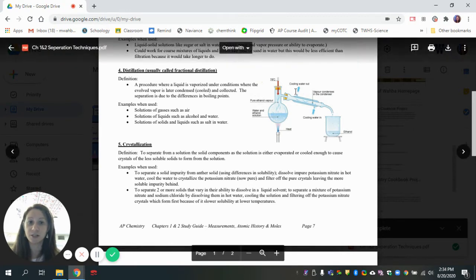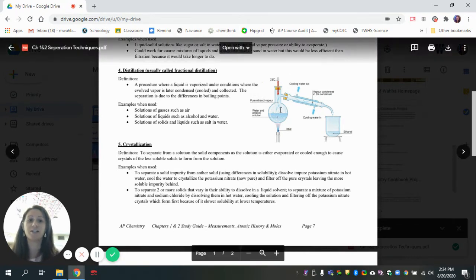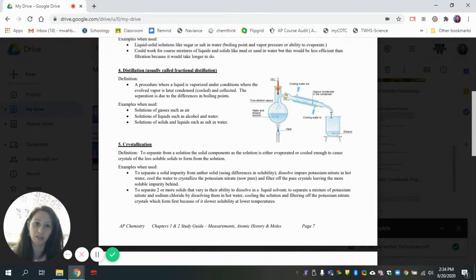Now, the outer tube is connected to cool water, running water, usually connected to the faucet, and then the other end goes into the sink. And so that cool water cools down your hot gas that's inside and condenses it. That's why this is called a condenser. When it condenses, turns back into a liquid, and so you have a beaker here to collect that liquid.